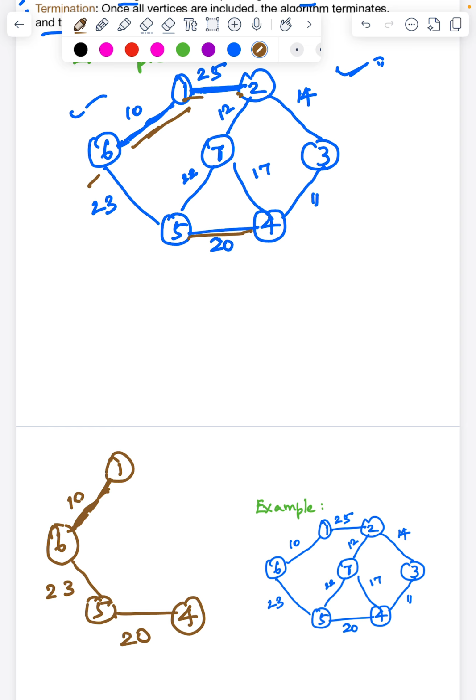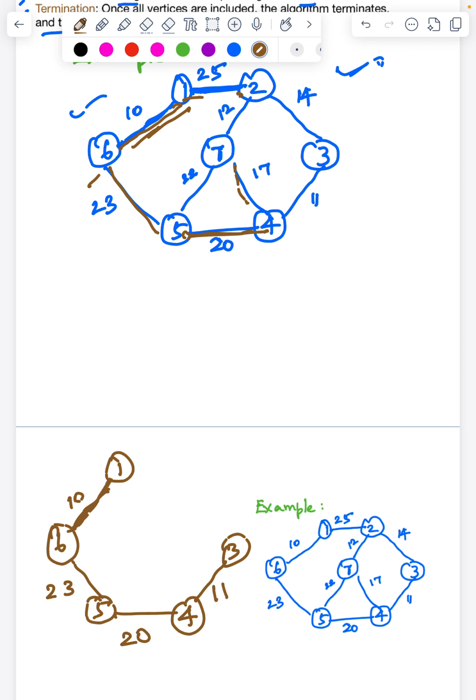Okay, now we have this 1 to 6, then 5 to 6, then 4 to 5. Now you have to look for the adjacent nodes of all these vertices. If you look at the adjacent nodes, we have 25 with one cost, and the other one is 22, and we have 17, we have 11. But out of all these, 11 is the min cost, right? So we can include 11 with vertex 3.